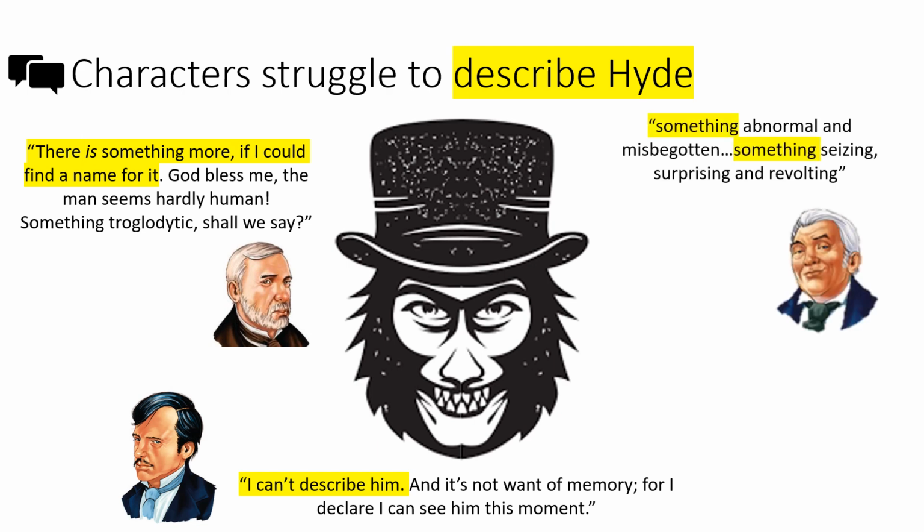And finally, the last character that struggles to describe Hyde: "something abnormal, misbegotten, something seizing, surprising and revolting." This is when he has the visit from Hyde at his door and he's about to transform into Jekyll. And you see the repetition of that word "something" reinforces the idea that language is not quite enough for these characters. They can't quite put into words what Hyde is.